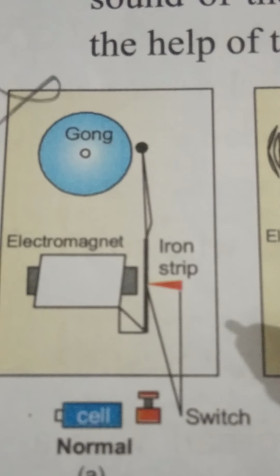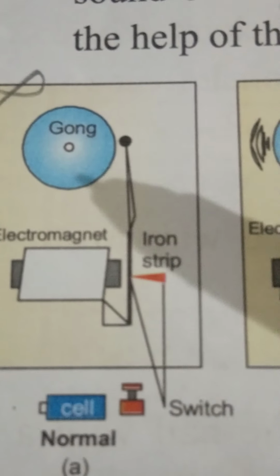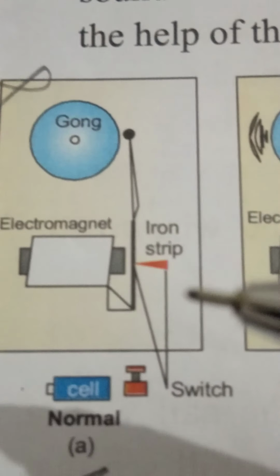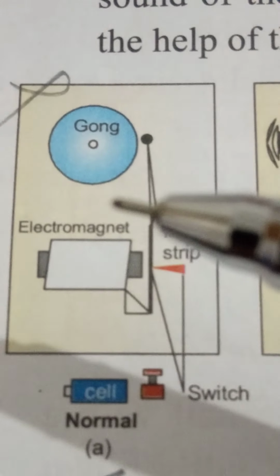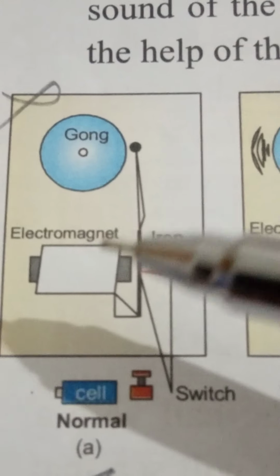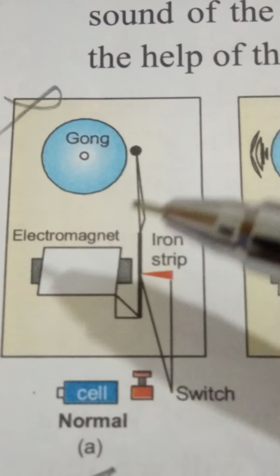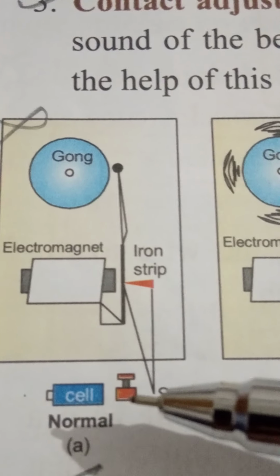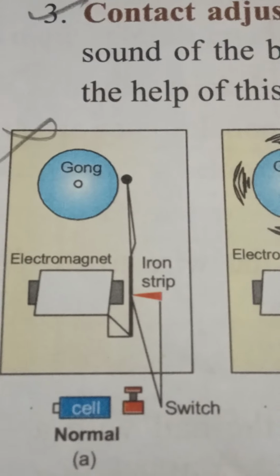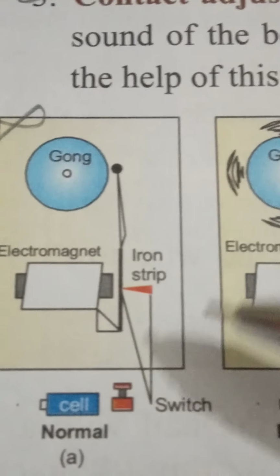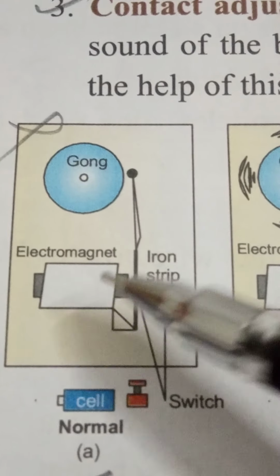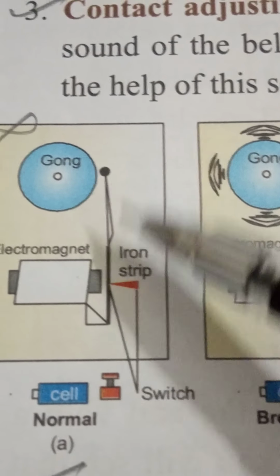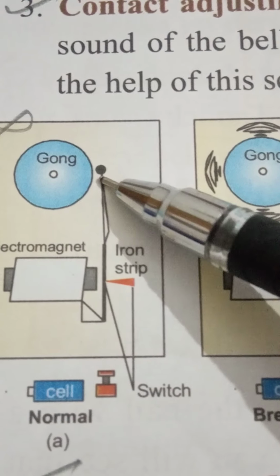In the construction you see very clearly, I have one coil here, a soft iron strip here, an adjusting screw, hammer and gong, switch, battery, etc. So in the normal position I have one electromagnet, and this is the switch, this is the cell, this is the iron strip, this is the gong, and this is the hammer.